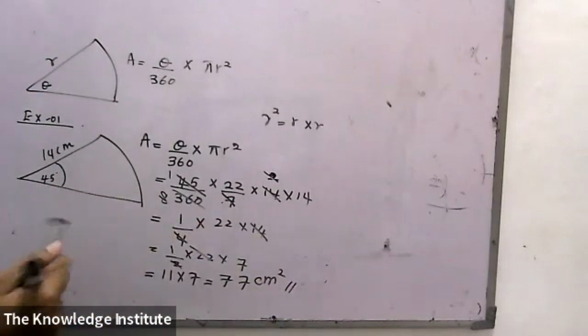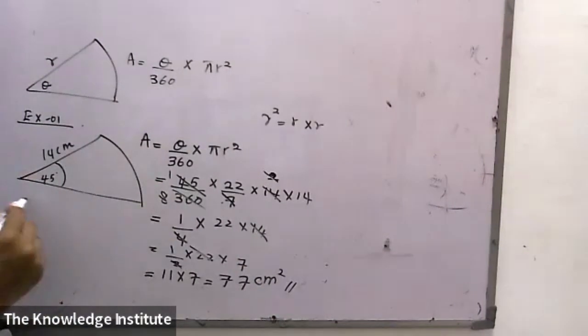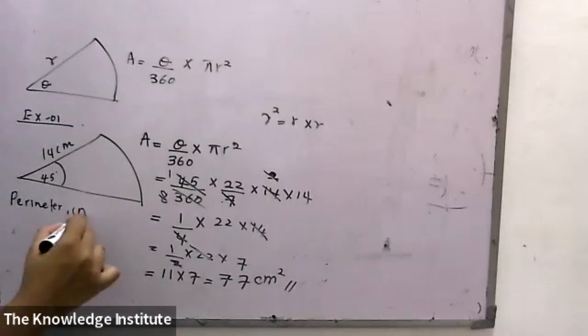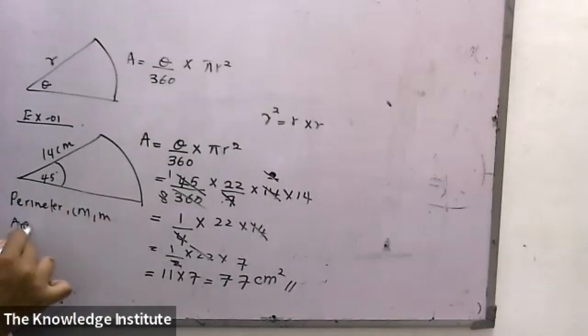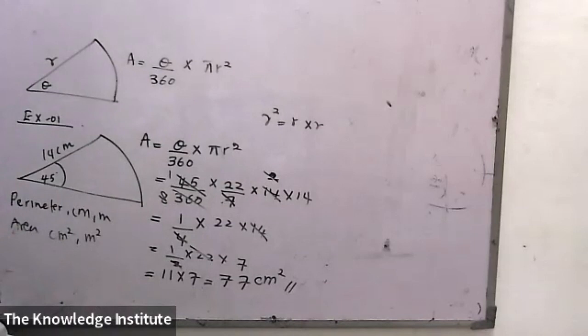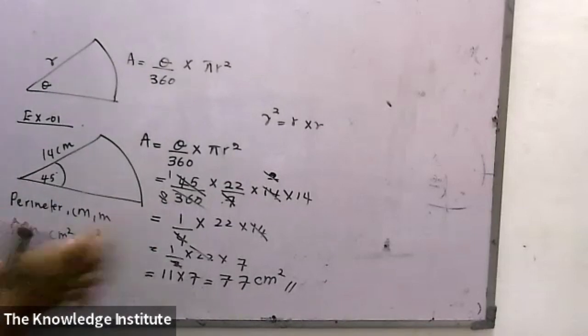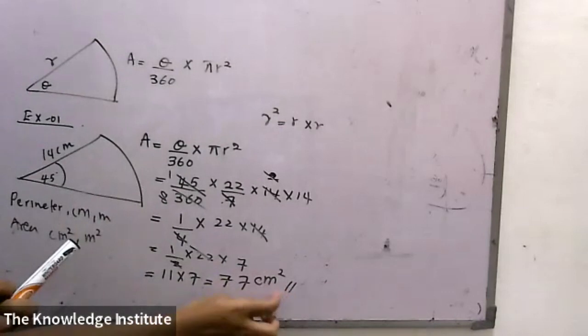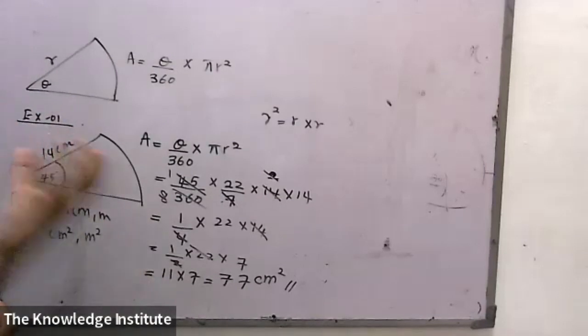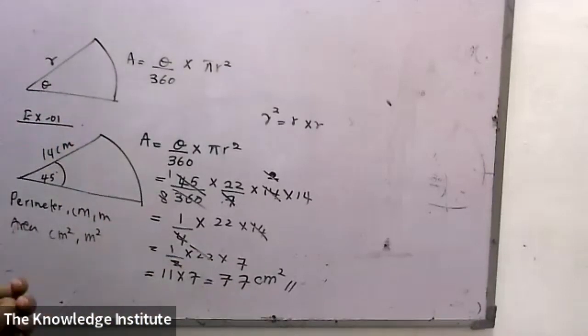Remember, students, for perimeter, the unit will be centimeters or meters, if it is given as centimeters or meters. But for area, you will have square centimeters or square meters. If you didn't write the unit, sometimes you can forget the unit, they can definitely cut half marks for the unit. Always in maths, make sure you have a habit: no matter what questions you do, if it involves units, make sure you write the relevant unit. Did you understand this example?